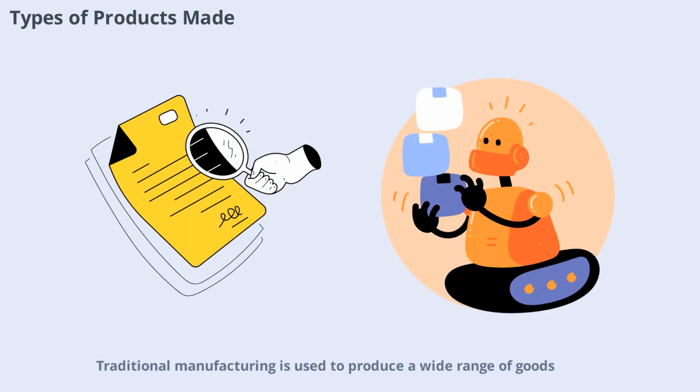Traditional manufacturing is used to produce a wide range of goods, from automobiles and appliances to textiles and furniture. These products often require multiple steps, including cutting, shaping, assembling, and finishing. The versatility of traditional methods allows factories to adapt to different product lines, making them essential for industries that value customization and craftsmanship.